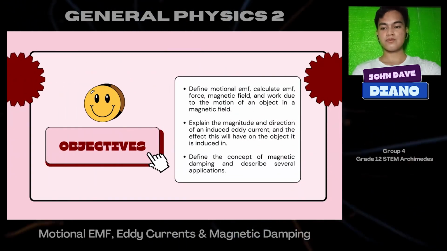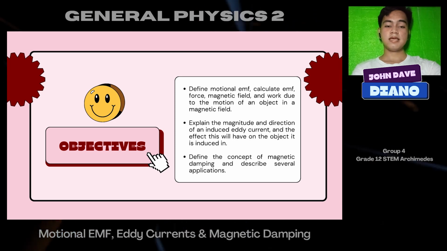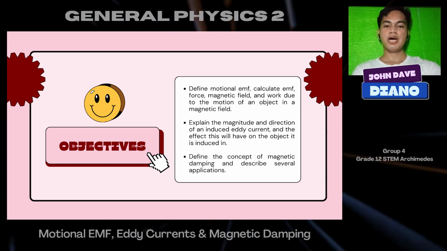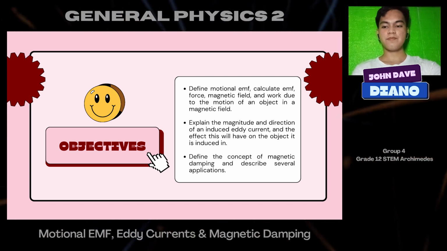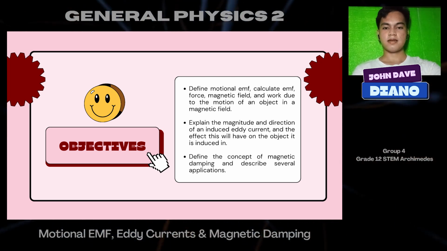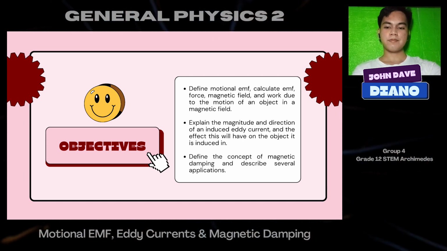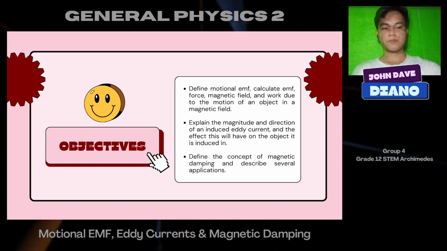First, we will define motional EMF and calculate the EMF, the force, the magnetic field, and the work due to the motion of an object in a magnetic field. Second, explain the magnitude and direction of an induced eddy current and the effect that this will have on the object it is induced in. And lastly, define the concept of magnetic damping and describe several of its applications.